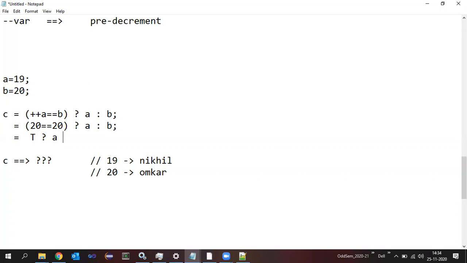Since the condition is true, it will execute the second operand, that is the expression here, the A value. So now look at here. What is the value of A now? Is it 19 or is it 20?